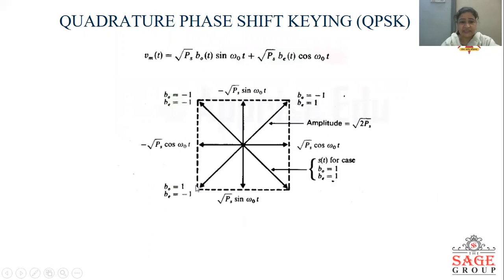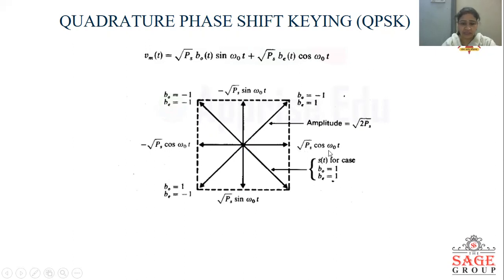Now, representation of the quadrature phase shift keying signal. Here we can see that we have two carriers, root PS cos omega naught t and root PS sin omega naught t. Cos omega naught t always leads sin omega naught t by 90 degrees. So we can see here, root PS cos omega naught t leads root PS sin omega naught t by 90 degrees. Now, since root PS sin omega naught t is in the downward direction, minus root PS sin omega naught t will be in the upward direction.